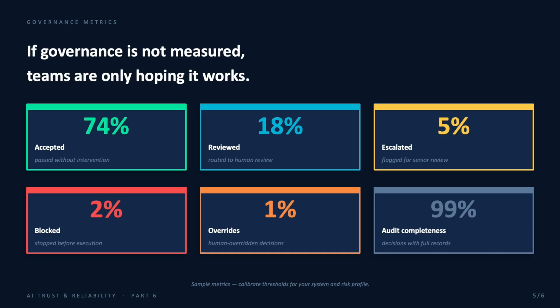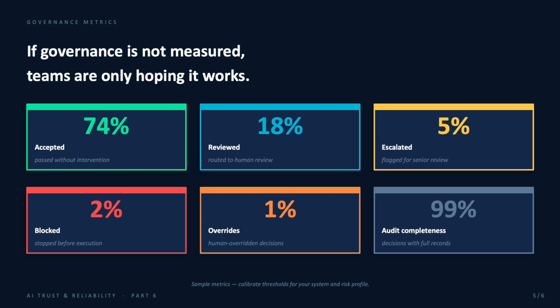Governance also needs measurement. If governance is not measured, teams are mostly hoping it works. Every decision should teach the team something. How many outputs were accepted automatically? How many were routed to review? How many were escalated? How many were blocked? How often did humans override the system? How complete are the audit records? These are not vanity metrics. They are product signals. They tell the team whether the AI system is operating safely and effectively.